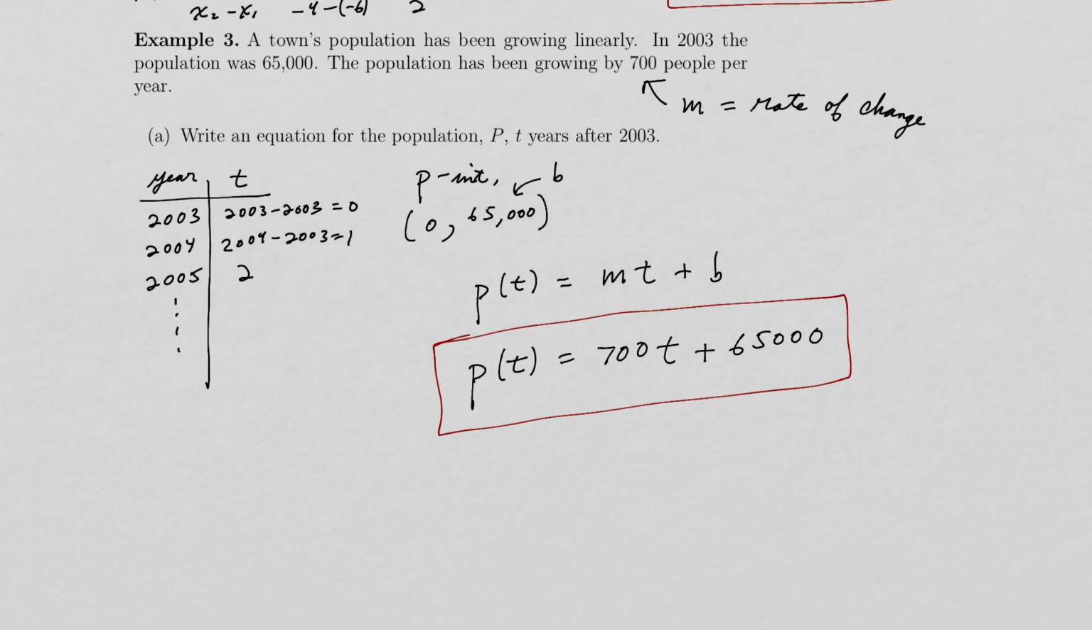Okay, how do we answer the second part of the question, which is on the next page? Well, it's asking what is the population in the year 2009? So first of all, let me go back to this table here. In 2009, what is t? Well, it must be 2009 minus 2003, which is equal to 6. So t is 6. So basically we want to know what is the population when t equals 6.